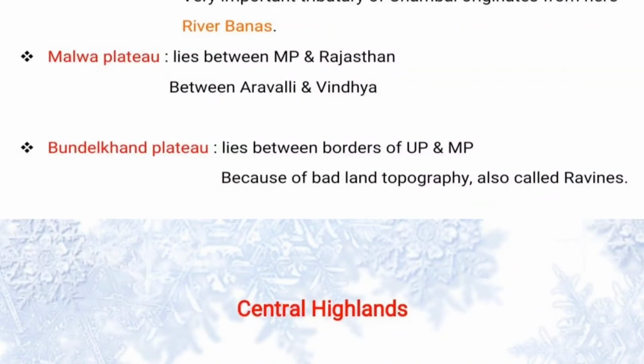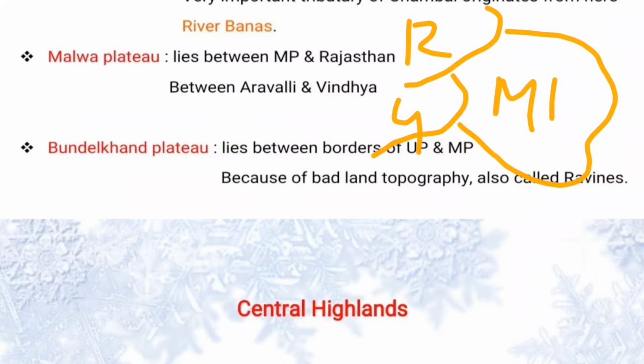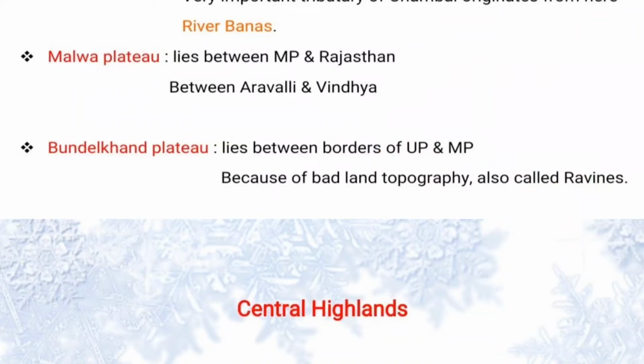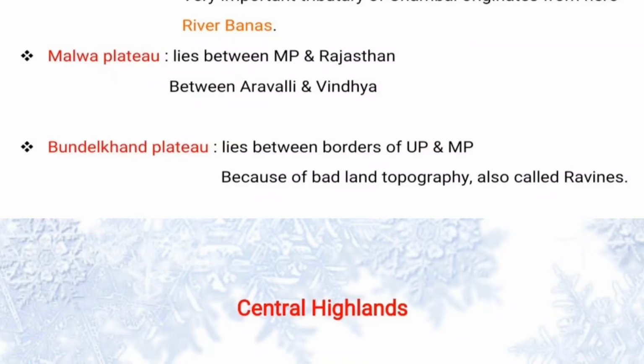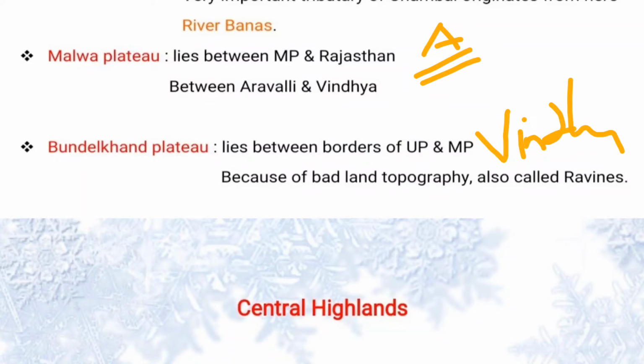Coming to the Malwa Plateau, it lies in between Madhya Pradesh and Rajasthan. For instance, this is the boundary of Rajasthan. This is Rajasthan. This is Gujarat, and for instance, this is Madhya Pradesh. So here somewhere we can find the Malwa Plateau. Fine. So we can say it lies between the Aravalli and the Vindhya ranges, because we know in the west of Rajasthan we have the Aravallis, and near Madhya Pradesh we have the Vindhya ranges. So in between the two we have the Malwa Plateau.